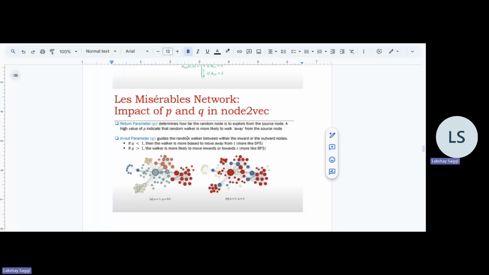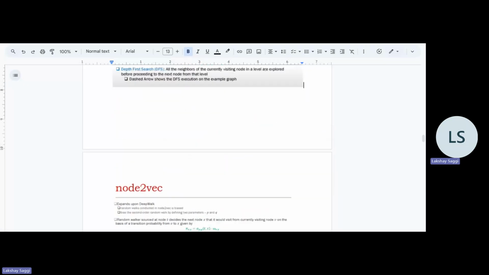Similarly, a high value of P also indicates that the random walk is more likely to walk away from the source node. Moving away means it's more like a DFS rather than a BFS. So a high value of the return parameter or a low value of the in-out parameter makes the walk more like a DFS, and the other case makes the walk more like a BFS.